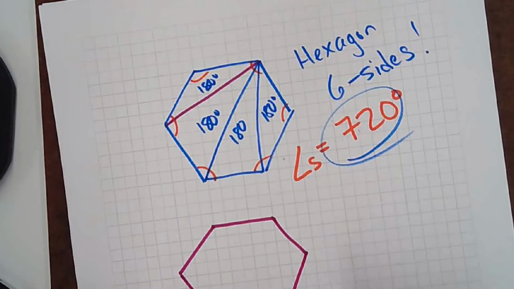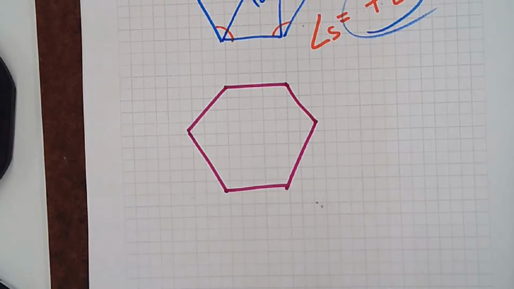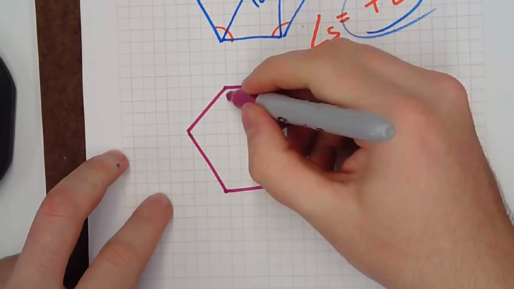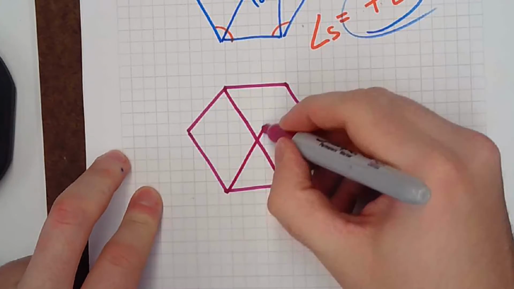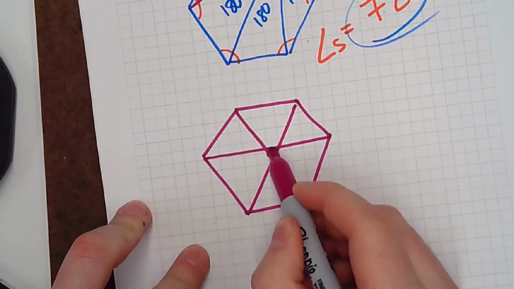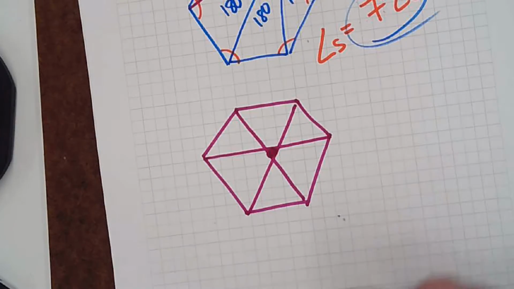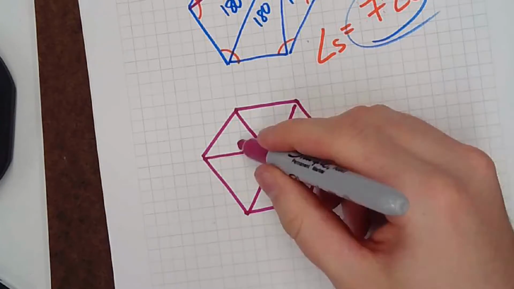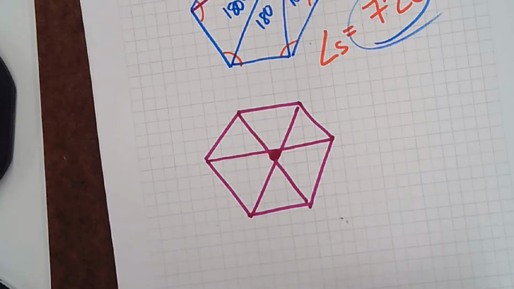I'm going to tell you that's a regular hexagon. I know my drawing isn't very good. Hexagon has how many sides? 6. Okay. These are all triangles, says me. Triangle, triangle, triangle, triangle. How many triangles do I have? 6 triangles.